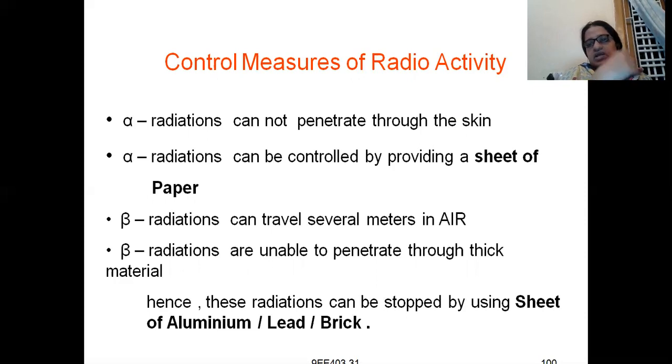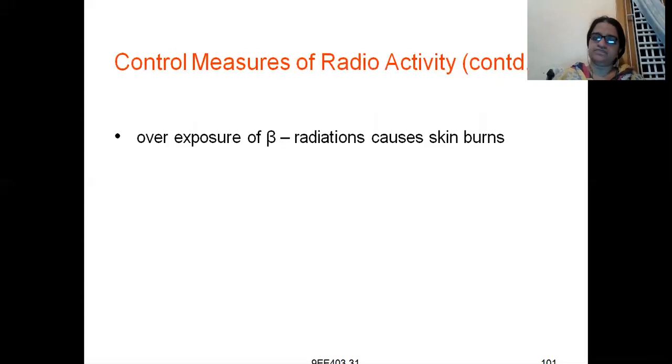Firstly, I have told that alpha radiations are controlled by providing a sheet of paper, meaning a thin layer is sufficient for alpha radiation. To obstruct alpha rays, a thin layer of separation is enough, like a sheet of paper. For beta radiations, you require a thick layer of separation to obstruct their passage, which is aluminium, lead, or brick. Hence, these radiations can be stopped by using a sheet of aluminium, lead, or brick.